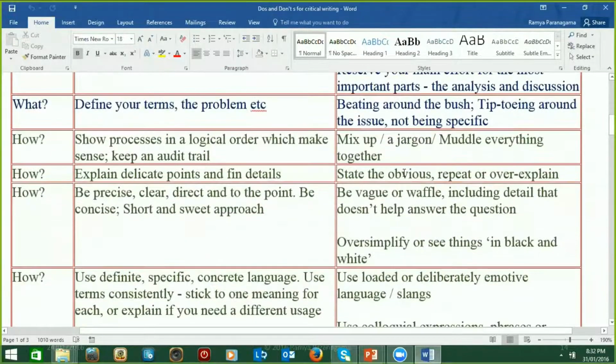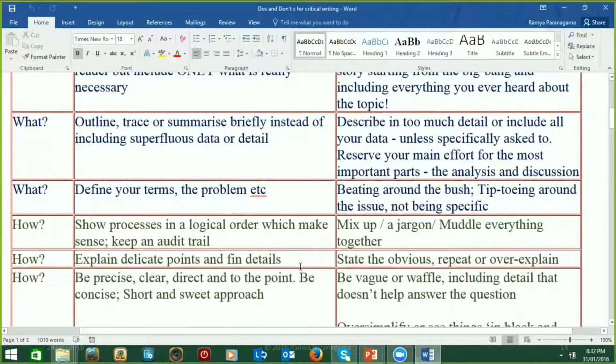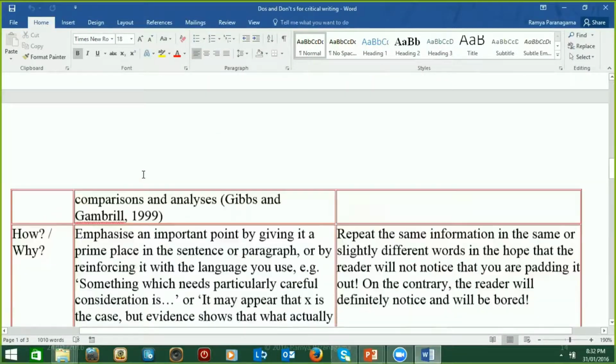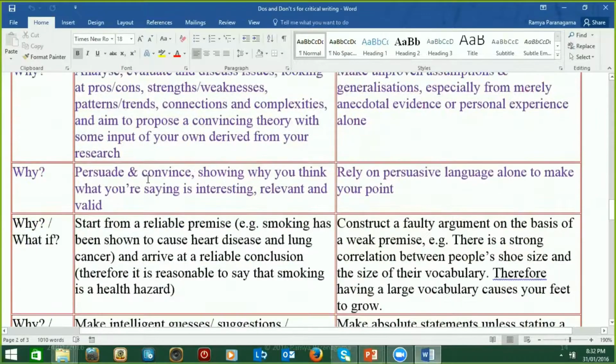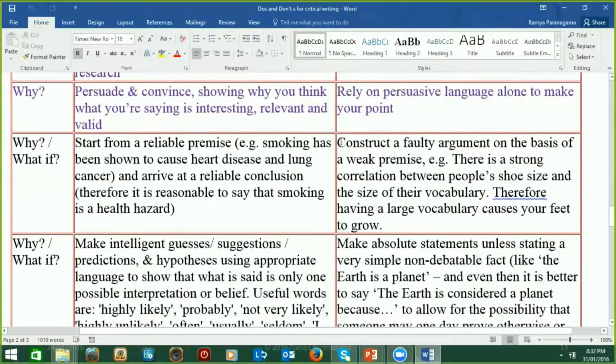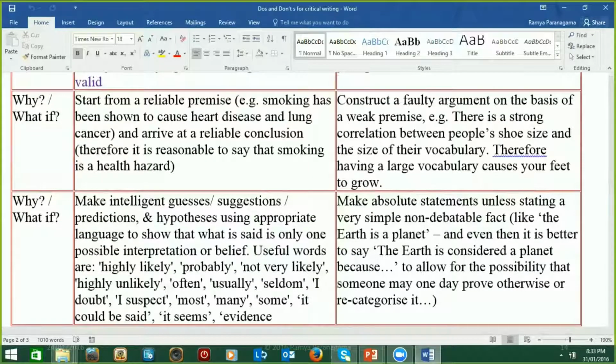Now, how? In this case, the how questions are under do's: show the process in a logical order. But what you shouldn't do is mix up, use jargon, or muddle everything together, right? So like that, these are the how questions, and then why, then how and why. Whenever you want, ask me and I can send this attachment to you, right? There are a lot of areas that you are focusing on, and they have do's and don'ts, okay?